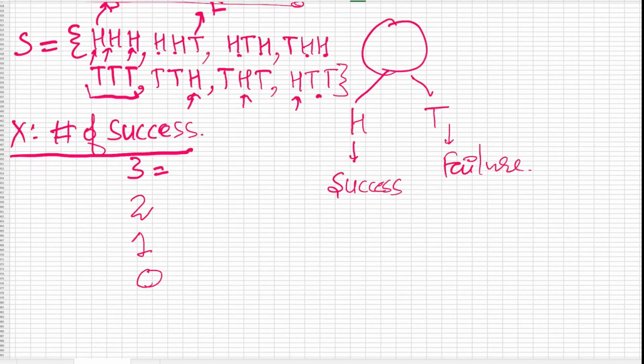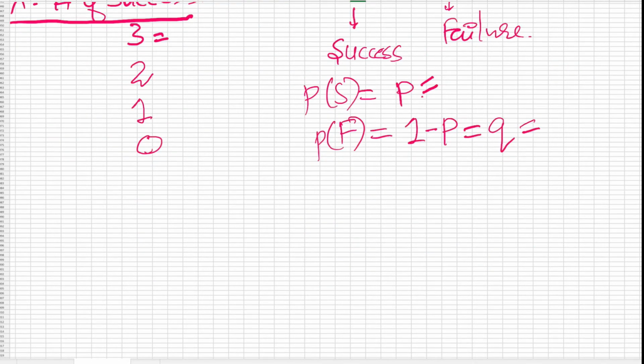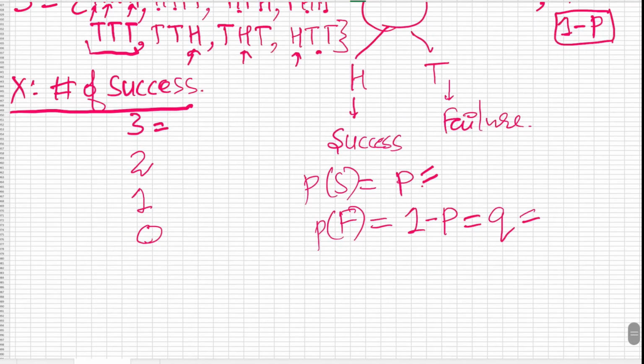If the probability of getting success is P, for example, then the probability of getting failure is 1 minus P, because if the probability of an event is P, then the failure probability will be 1 minus P. We consider 1 minus P as Q. So we have success probability P and failure probability Q. Now let's try to find the probability distribution of this random variable, the number of successes.